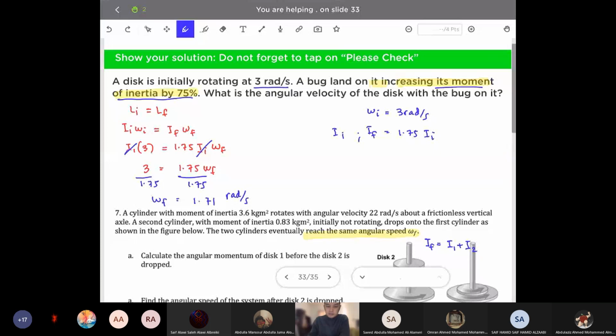Yes, tell me. How do we find the inertia in question 7? The moment of inertia is already given. The moment of inertia of the cylinder of disc 1 is given, and the moment of inertia of the second disc is also given. So you don't need to solve for it. It's given. You get that?